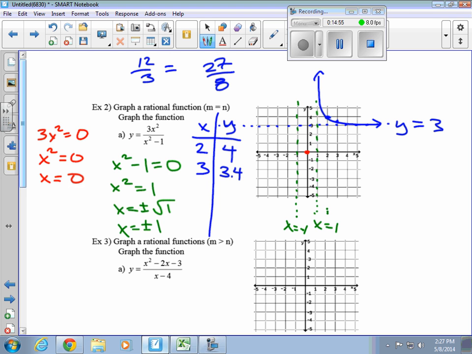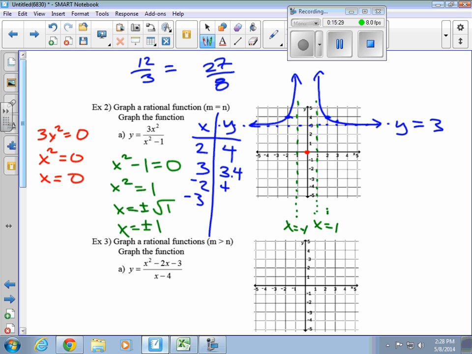Now, let's go to the other side. So let's put in negative 2. So what's negative 2 squared? 4 times 3, 12. Negative 2 squared, 4 minus 1. 12 divided by 3, 4. So that one's going to be right here. Well, if I put in negative 3, what am I going to get? Okay, so my graph here is going to go like that.